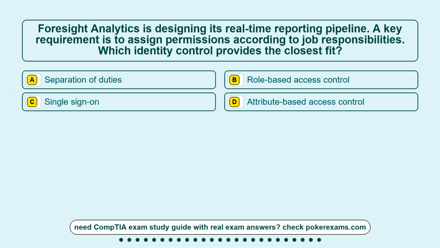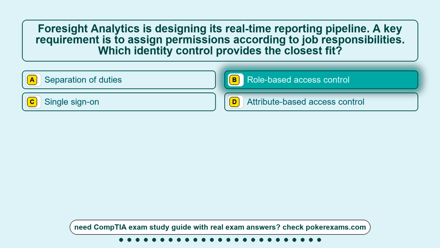Question 16. Foresight Analytics is designing its real-time reporting pipeline. A key requirement is to assign permissions according to job responsibilities. Which identity control provides the closest fit? Option A, separation of duties. Option B, role-based access control. Option C, single sign-on. Option D, attribute-based access control. The correct answer is option B, role-based access control.